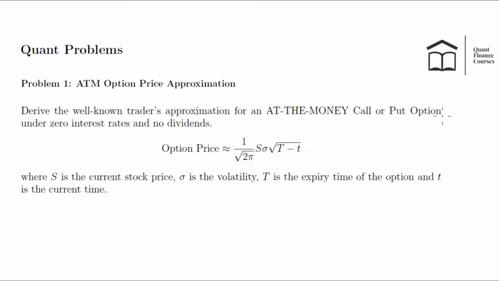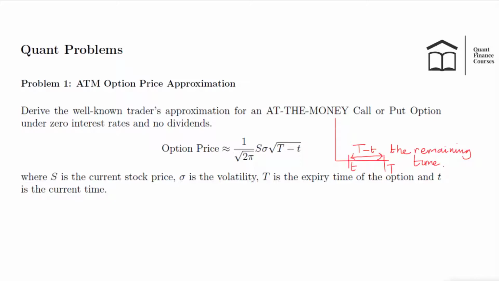Let's get down to business then. This approximation is derived under the assumption of zero interest rates and no dividends for the stock process. The option price approximation is given by 1 divided by the square root of 2 pi times S, the current stock price, and sigma, the volatility of the stock, times the square root of big T, the expiry time of the option, minus little t, which is the current time. The term inside the square root is the remaining time, which we can show with a simple diagram.